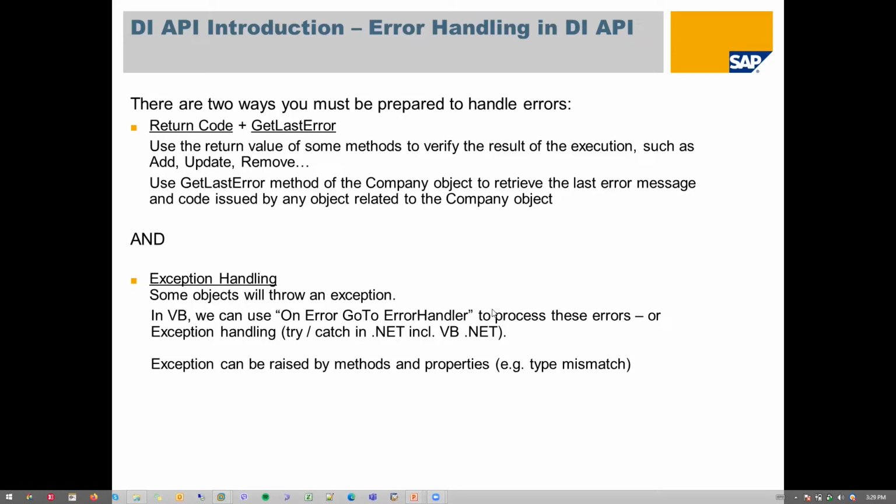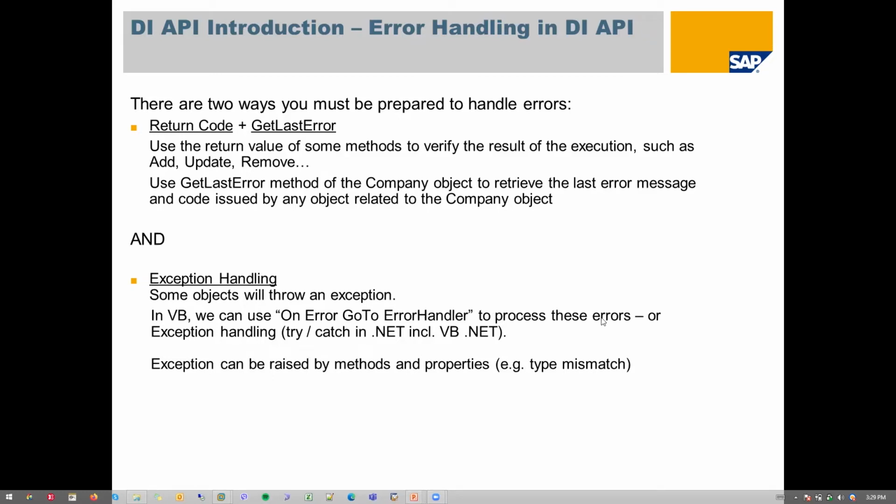Another way is exception handling. In VB.NET or in C Sharp, we have the try catch. So you can use the try catch exception to handle exceptions. If you encounter unhandled exceptions in your program, you can choose the try catch expression in VB.NET. So we will try that later.